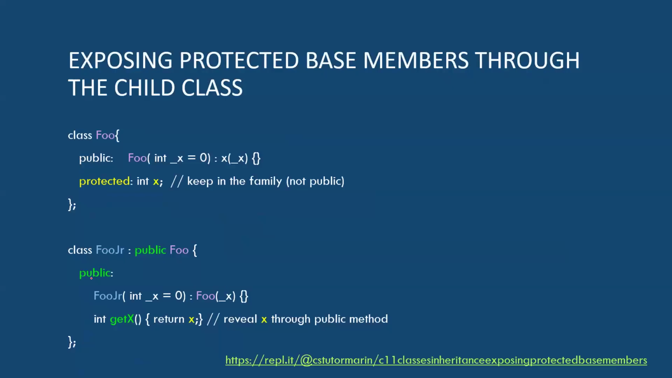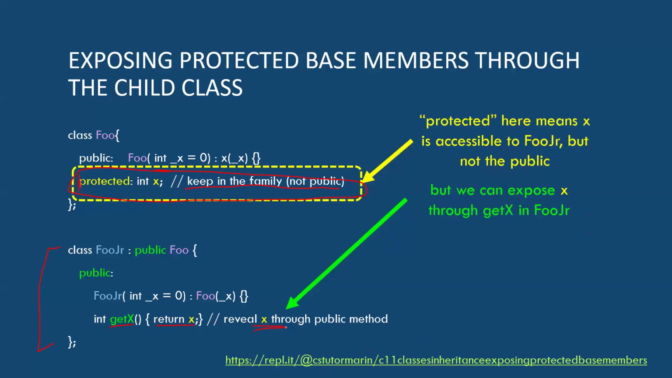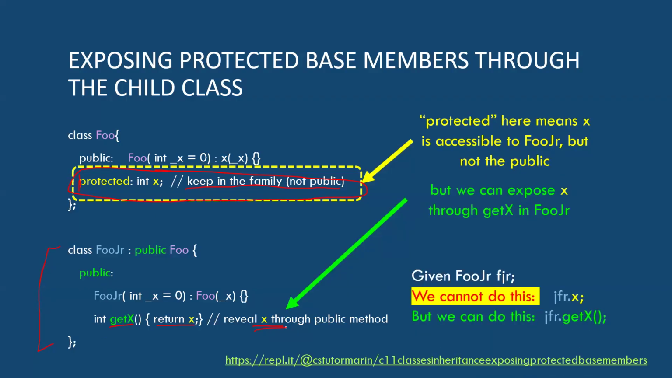So here's that happening, right? We've got a protected member X. It's not public. We're keeping it in the family, but we have a rogue ancestor here that has decided to release it through a method. Just say return X in the getX method. Perfectly legal. The ancestor actually has the right to do that, even though this is protected. So that's one way we can reveal X, even though it's essentially private to the outside world.